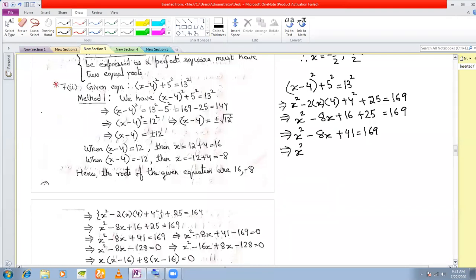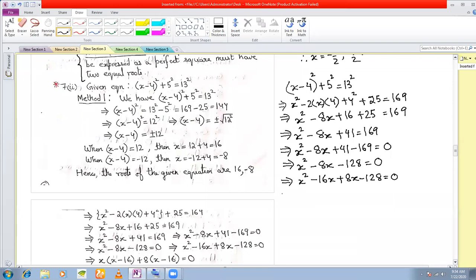Now you write it in the form ax square plus bx plus c: x square minus 8x, and c is 41 minus 169, equal to 0. That means x square minus 8x, and you subtract, you get minus 128 is equal to 0. Now you break it up as x square, and 128 can be broken up as minus 16 and 8. x square minus 16x plus 8x minus 128 is equal to 0.